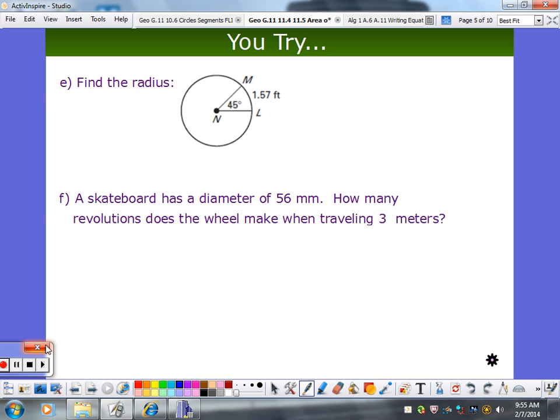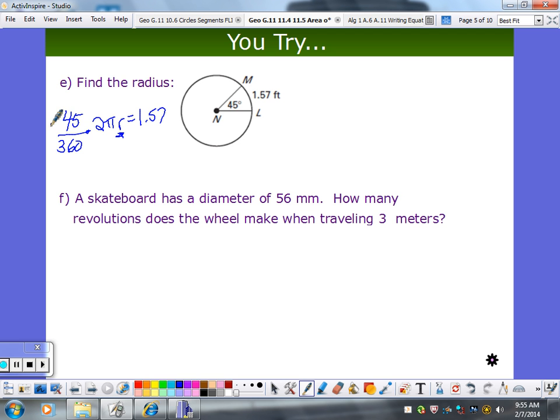All right, there's a couple of others over here. Did anybody get to this guy? Well, it's the same kind of idea. This one says find the radius. So I have 45/360ths of this circle times 2 pi r equals what? That length of 1.57 feet. So now I do have to solve for r. It's not asking for the circumference, it's asking for r.